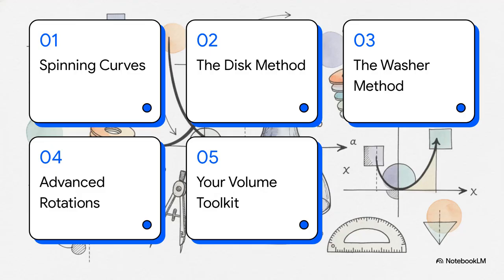So here's our game plan for this explainer. We're going to start from the ground up, first seeing how to spin simple curves into solids. Then, we'll get our hands on the basic disk method. After that, we'll mix it up by carving out a hole using the washer method. We'll even look at some more advanced rotations, and finally, we'll wrap it all up with a complete volume toolkit.